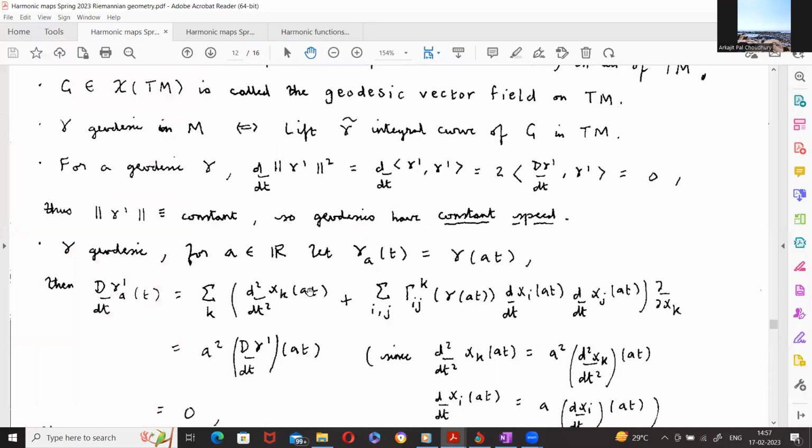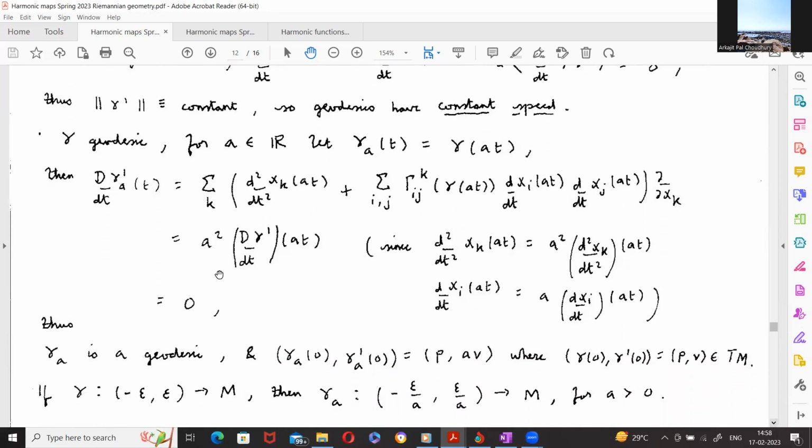Now let's look at one property of geodesics. So we've already noticed that for a geodesic, the speed, which is the norm of gamma prime, is constant, right? So geodesics have constant speed. Now, suppose gamma is a geodesic. Then for any real number a, let me look at the following reparametrization of gamma: gamma sub a of t is gamma of at. The claim is that gamma of at is also going to be a geodesic. So for that, I just need to check that the covariant derivative of gamma a prime is 0.